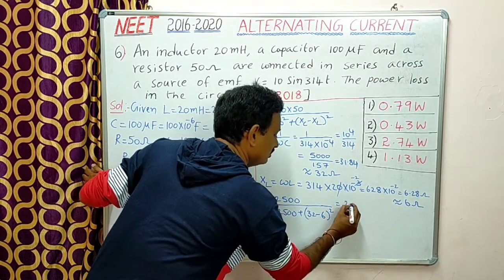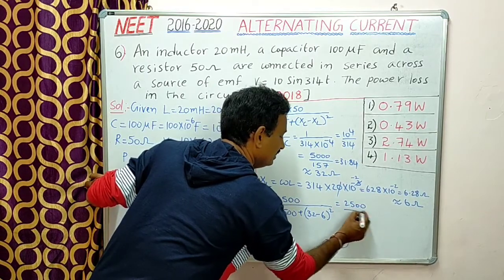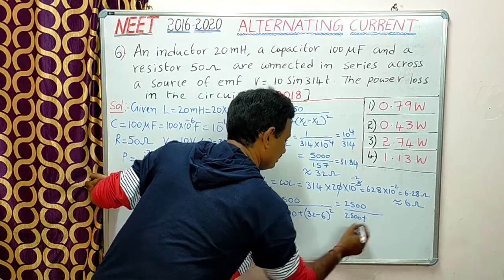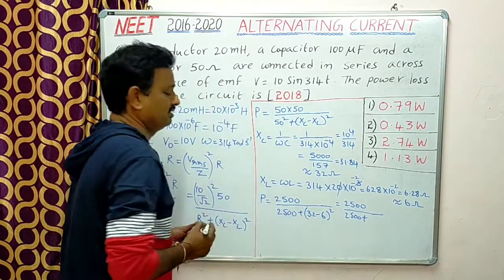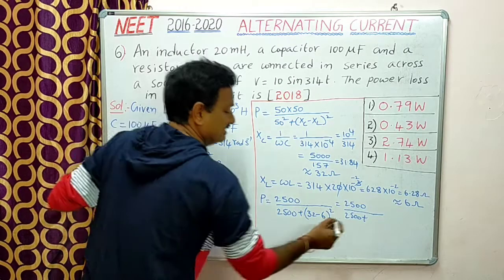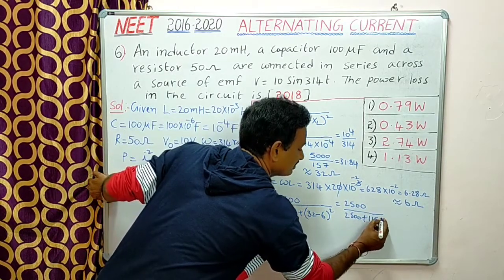That is equal to 2500 by 2500 plus 32 minus 6 means 34 square. 34 square means 1156.